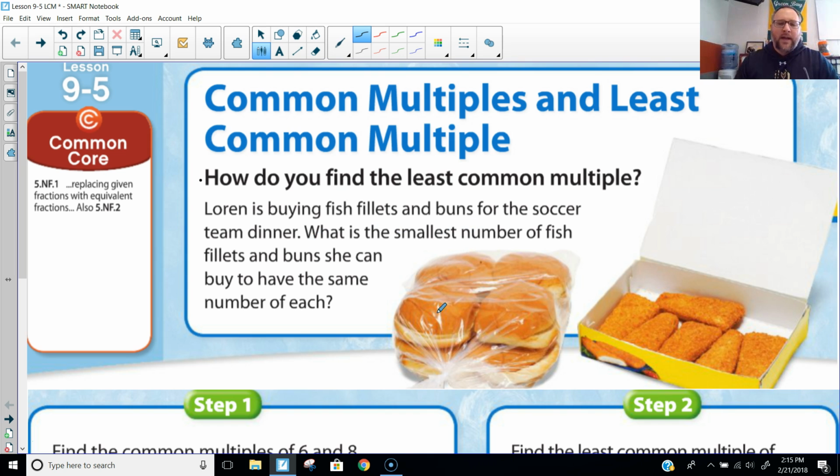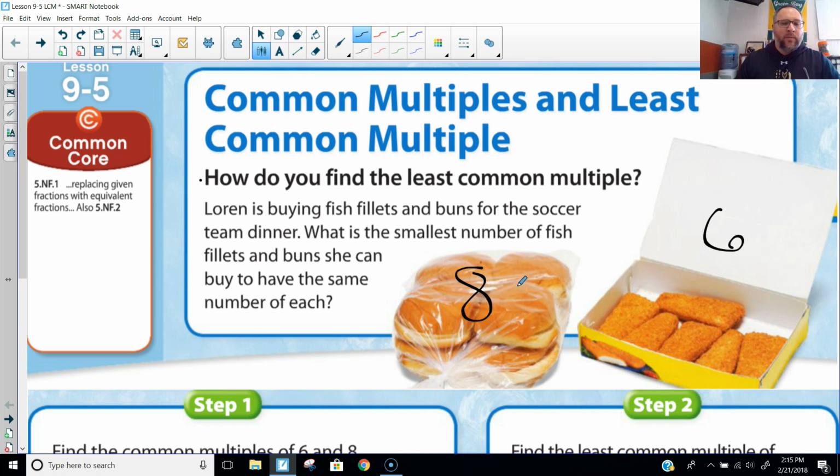Well, as you can see here, a package of buns typically has 8 buns in it. So we have 8 buns right here. And as we can see, the fish fillets have 1, 2, 3, 4, 5, 6. Six fillets. And what we're trying to find here is, how can we find a number of both buns and fish fillets where we will have an even number?